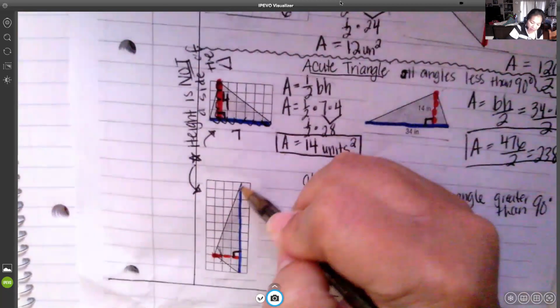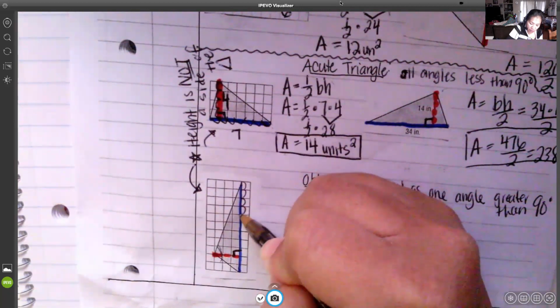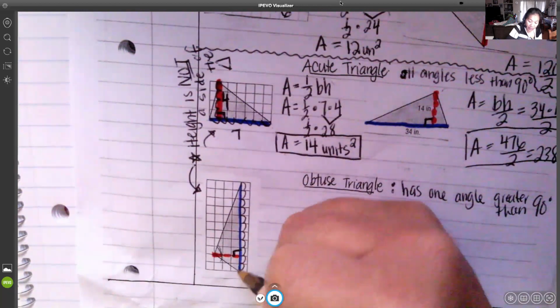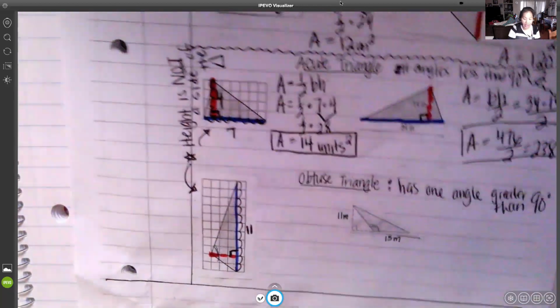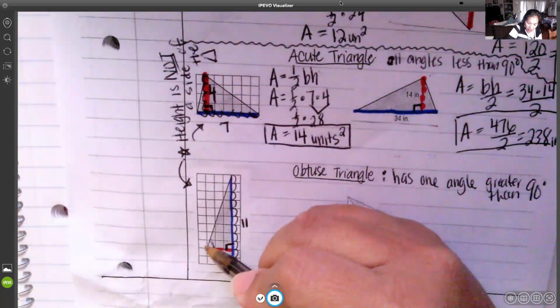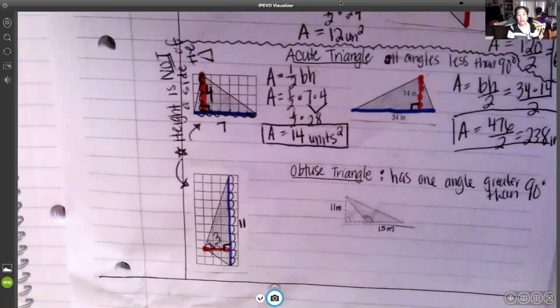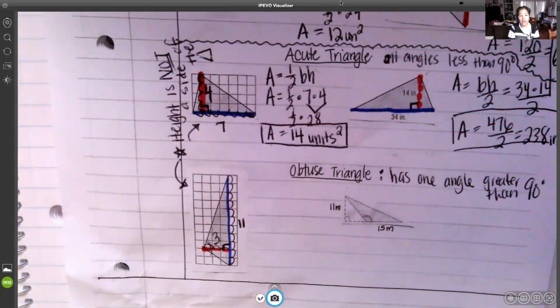So now let's calculate that area. We have to count how long the base is: 1, 2, 3, 4, 5, 6, 7, 8, 9, 10, 11. So the base is 11 units long. Then the height, which is this here: 1, 2, 3. That's 3 units long. So there is the base and the height length.